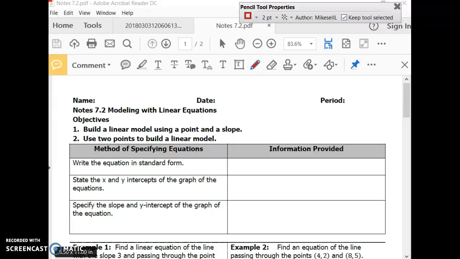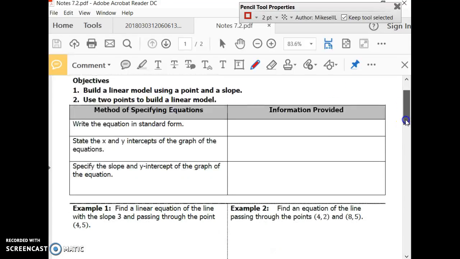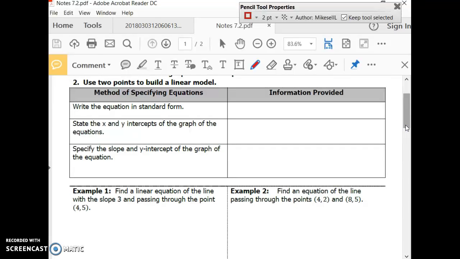Okay, so this is the lesson for modeling with linear equations. The goal is to build a linear model using a point and a slope, and then use 2 points to build a linear model. We talked about some of this last time. For methods of specifying equations, we can write the equation in standard form and use the information provided. If it's in standard form, you'll see something like 3x plus 2y is equal to 6.